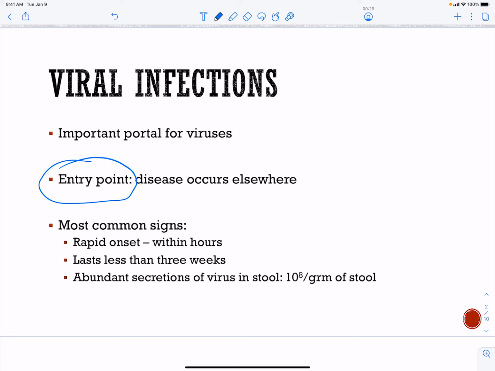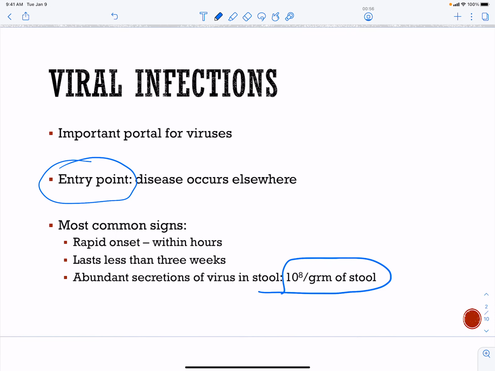The most common signs associated with virus infections of the GI tract is that you're going to have rapid onset, so within hours, you're going to have symptoms, and it's going to last less than 3 weeks. You're also going to find a lot of virus particles in the stool. These viruses replicate to very high levels, and you're going to find those in the stool.